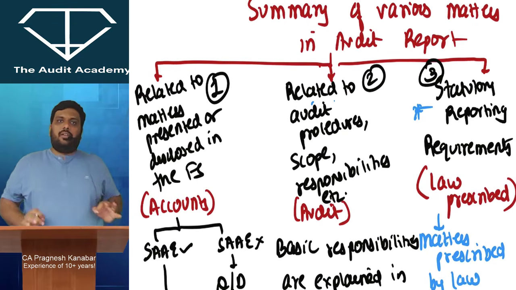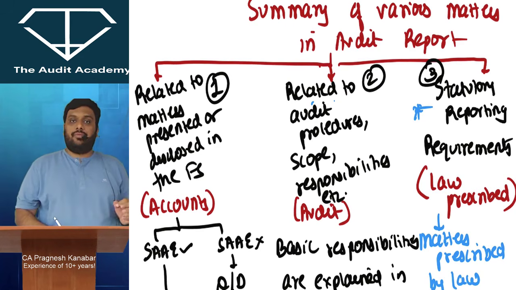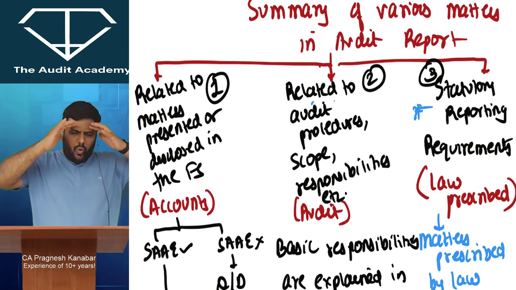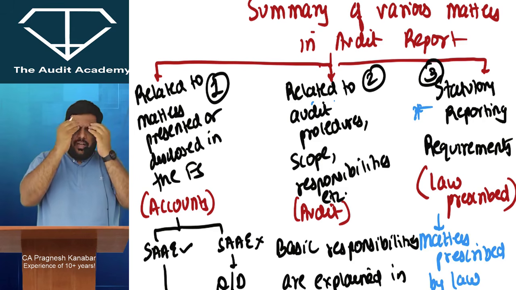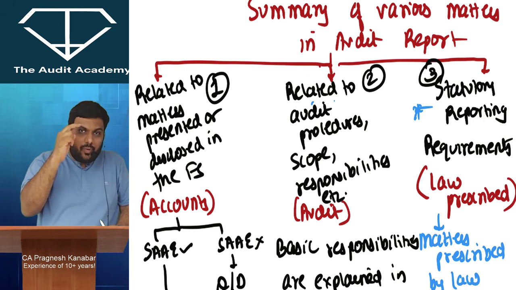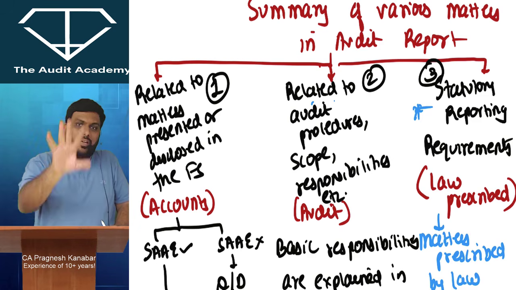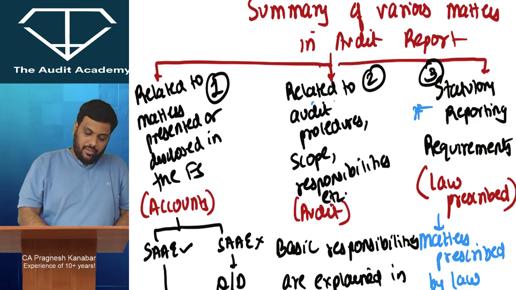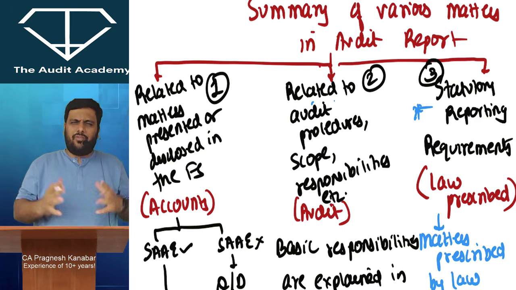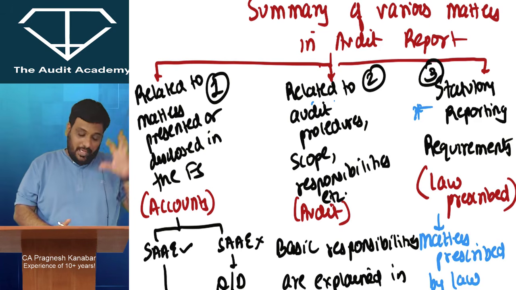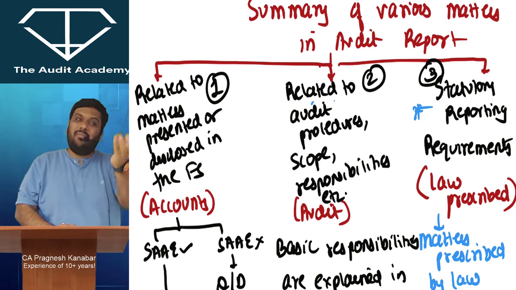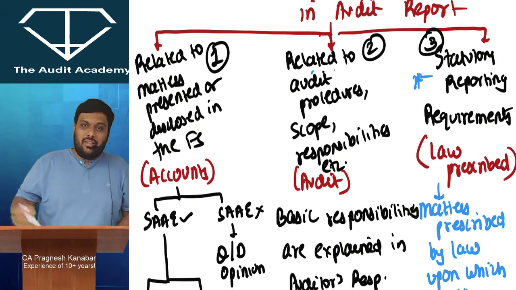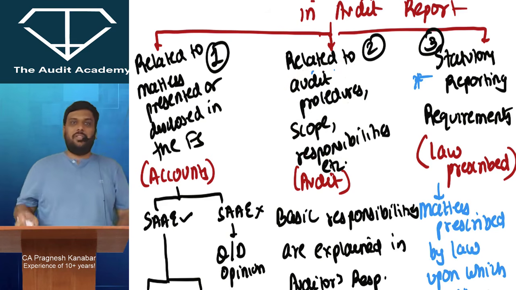In this particular chart, summary of various matters in audit report, I have given the whole thinking, that how a student is supposed to think when it comes to audit report. When it comes to audit report, there are mostly three important discussions. First, just imagine the whole audit report format. In many paragraphs, we keep on discussing about financial statements, balance sheet, P&L, and all of that. Opinion paragraph, emphasis of matter and stuff. Then other matter and stuff, we keep on discussing about audit procedures, responsibilities of auditor.